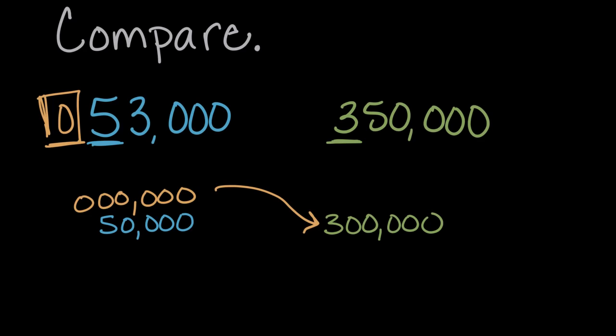So to read this, we'll say 53,000 is less than 350,000. And this symbol is less than because the larger side is open to the bigger number, and the bigger number is the second number. So 53,000 is less than 350,000.